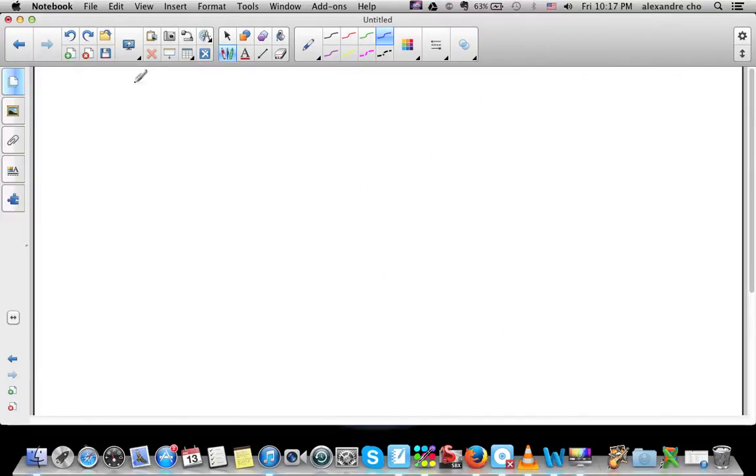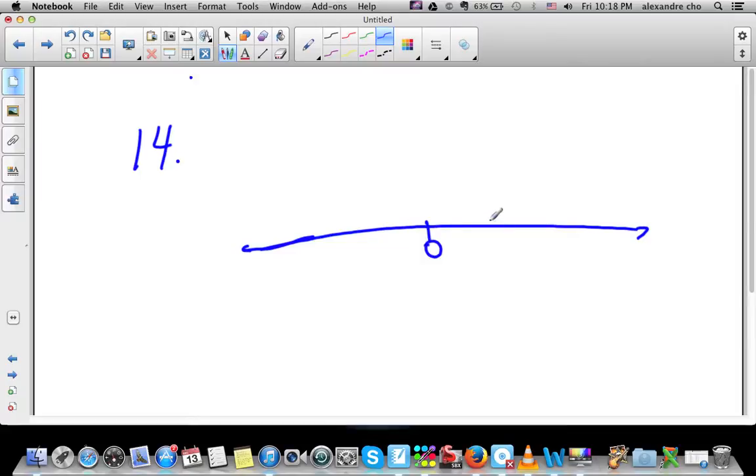14. What are some numbers that have an absolute value greater than 2.5? Okay. Number line. That's 0, and let's just make this 2.5. So, how many numbers do you know that if you take the absolute value of, it's going to be greater than 2.5? Well, let's take a number over here.